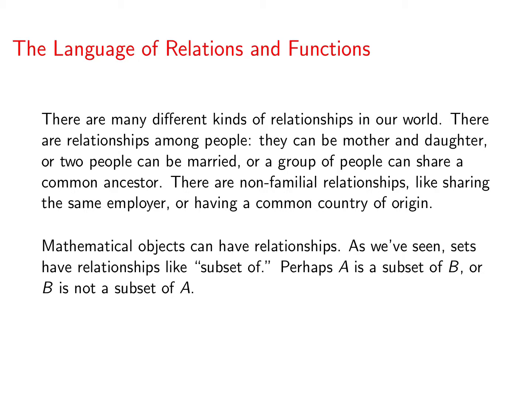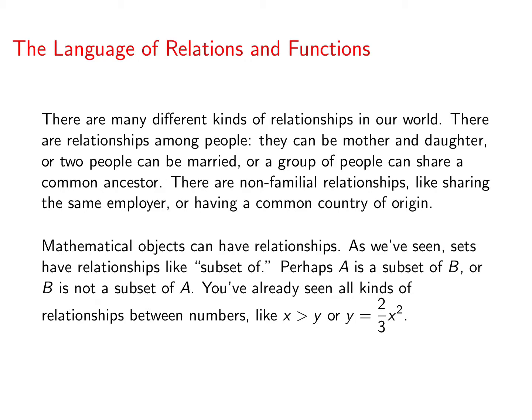Mathematical objects have relationships also. We've talked about sets and how sets can be said to be subsets of each other. That's a relationship. Maybe we'll say things like A is a subset of B, or B is not a subset of A. Those are mathematical relationships. You've seen other kinds of relationships, say between numbers. Expressed algebraically, we could say things like x is bigger than y, or y is equal to 2/3 x squared. Those are relationships between mathematical objects.